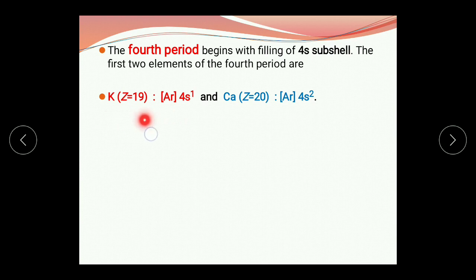After potassium is calcium with atomic number 20. That means argon 4s2. If we go further, then the next member of the family will be scandium. And for that, now we will learn about it. This is the fourth shell, first element and second element, 4s1, 4s2.